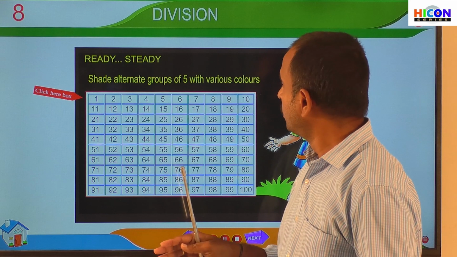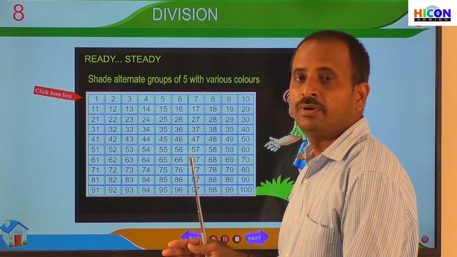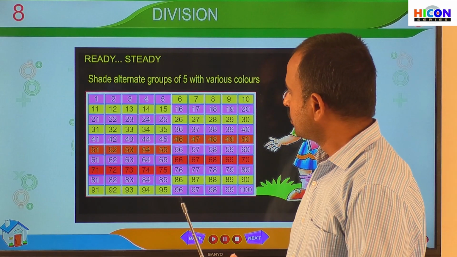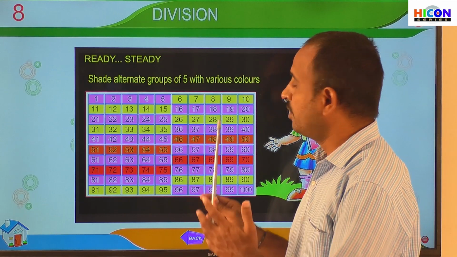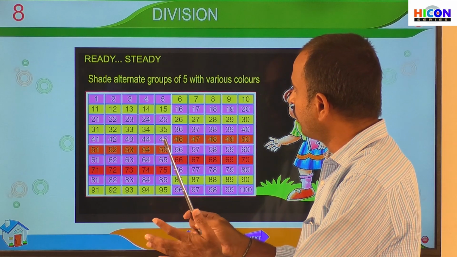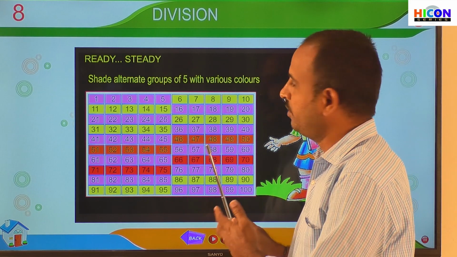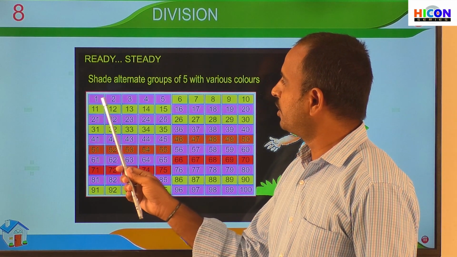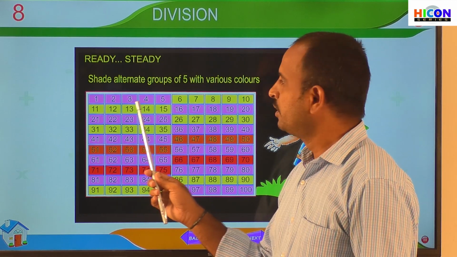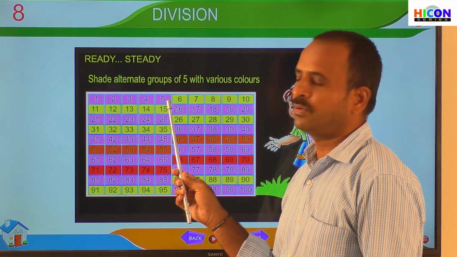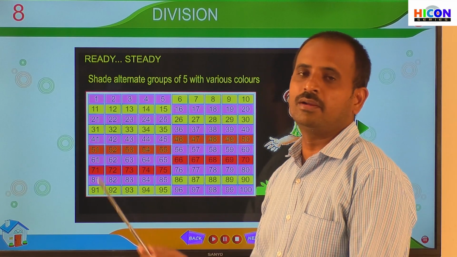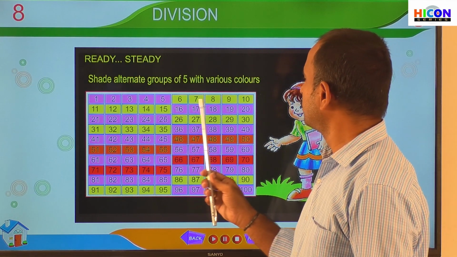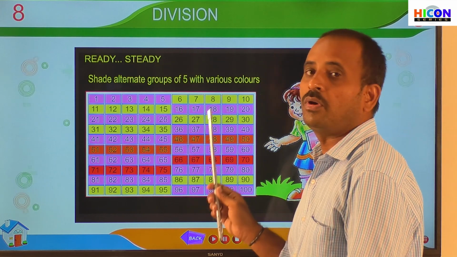So let us see how to shade the groups of 5 with various colors. Children, look at the screen. Here is how we have divided these 100 numbers into groups of 5 with various colors. Here are the numbers 1, 2, 3, 4, 5. This is the first group of 5 and we have given it pink color. And see the next group, from 6 to 10. This is the next group of 5.